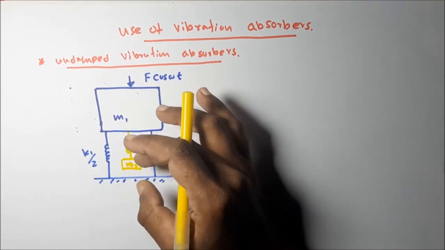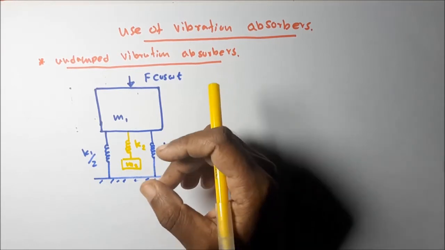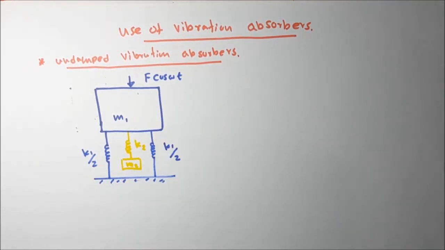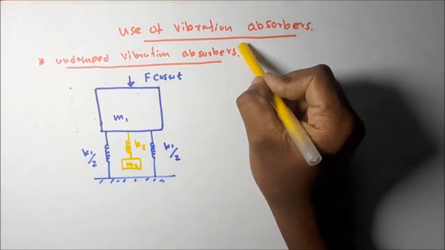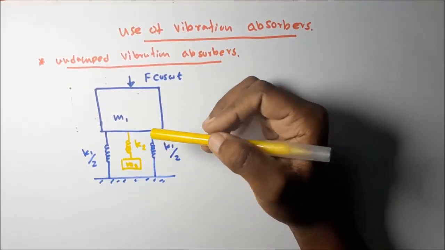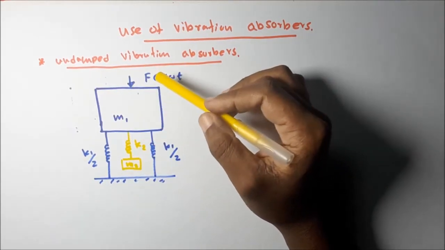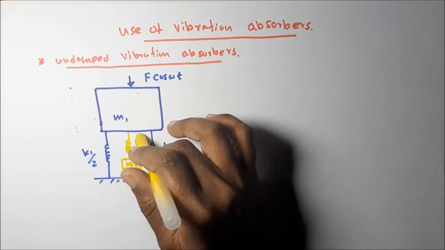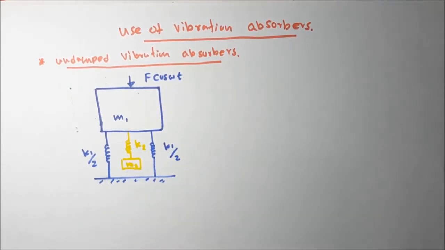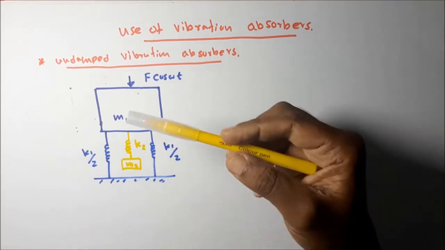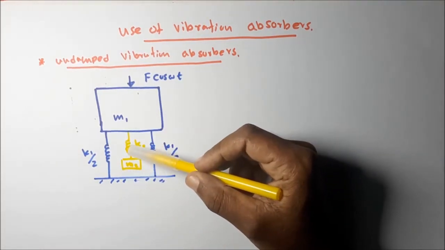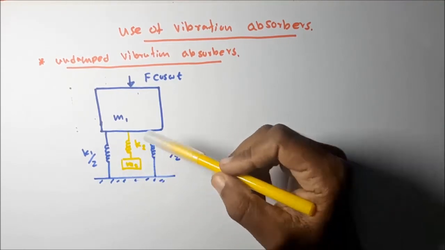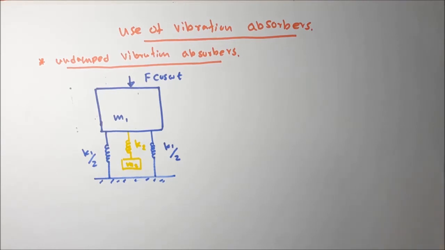Designing the absorber means we have to design k2 and m2. That means the spring stiffness and the mass we have to decide to design the absorber for a certain system. Okay, let's see how to design an absorber. In the undamped situation, designing an absorber means deciding k2 and m2. Actually this is also called a vibration neutralizer, and also called a dynamic vibration absorber.